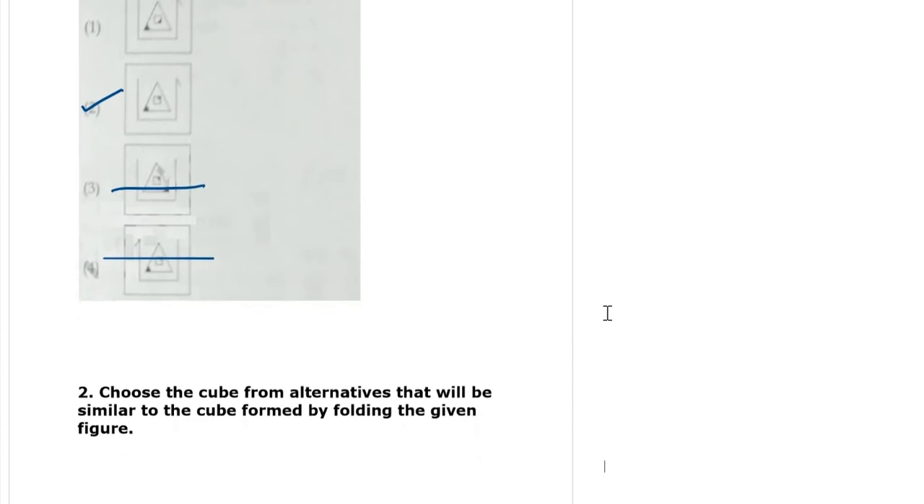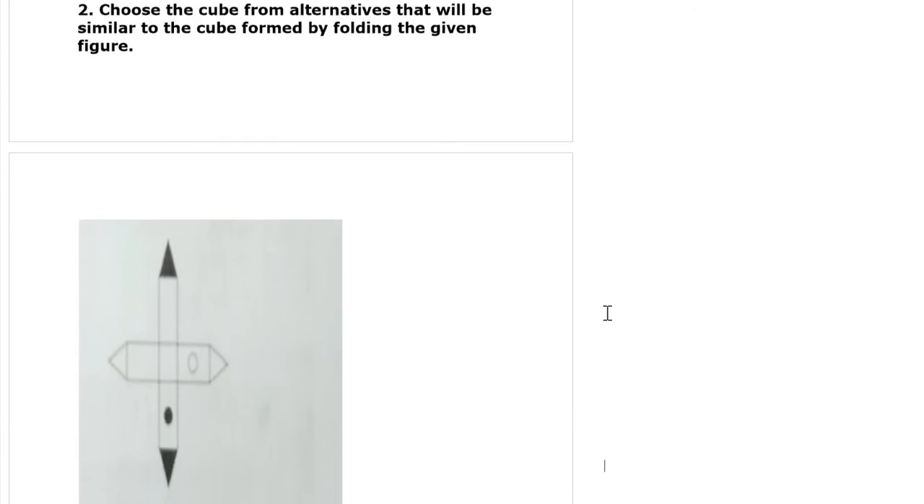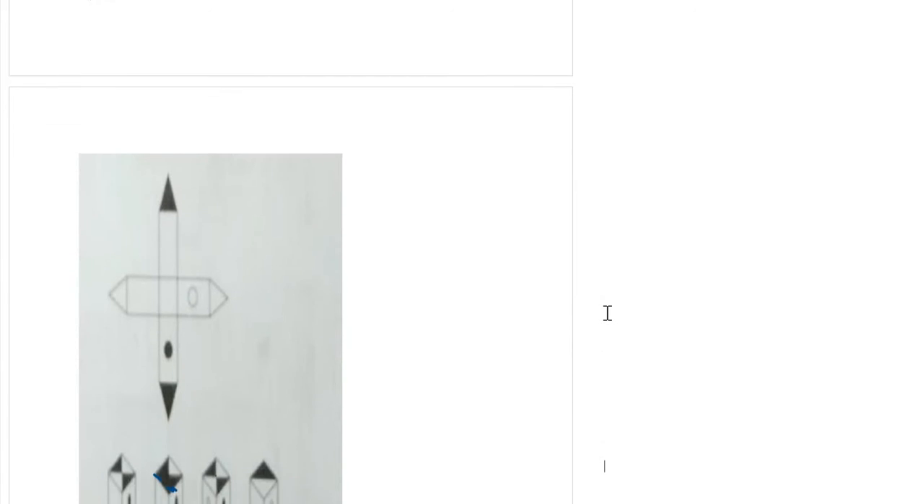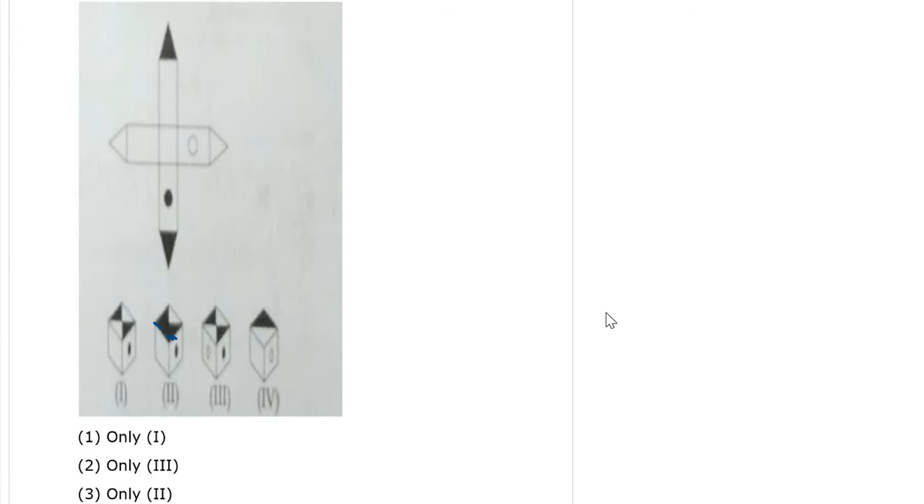Move to the second question. Choose the cube from the alternatives that will be formed by folding the given figure. So this is the net. We always call the basic one the net. If you fold this net, you will get the cube. So how many sides is it having? 1, 2, 3, 4, 5.